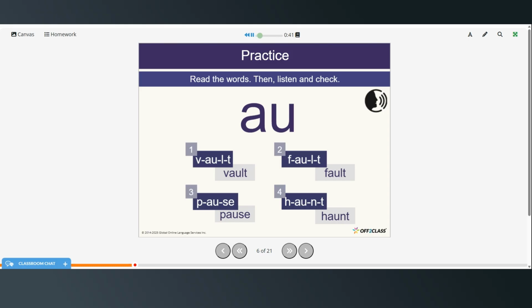V, aw, t. Vault. F, aw, t. Fault. P, aw, z. Pause. H, aw, n, t. Haunt.